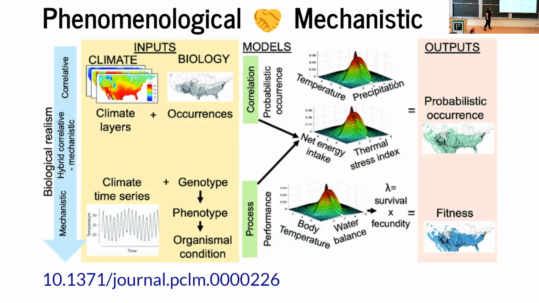The other approach, which is kind of on the other end, is mechanistic, where we take the climate data, but we also take the biology of the system through maybe some genotype, phenotype information, information about the organismal condition and how those are related. And then we can come up with these sort of metrics that could then be used with some kind of rule-based model to come up with fitness. What is the fitness of the organism given body temperature and water balance in that region, right?